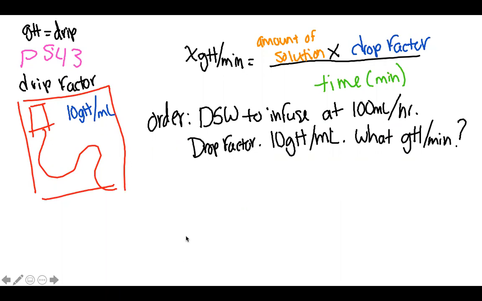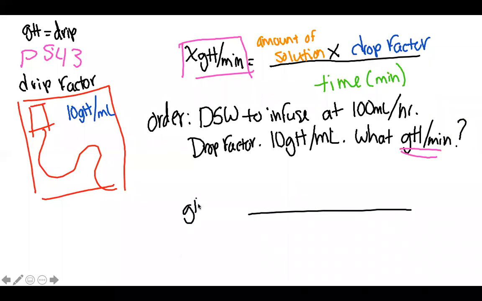Okay, so this is our problem. This is a problem you're going to have on the quiz. So our goal here is to figure out drops per minute. This is what we're trying to figure out. So this is what the question's asking us. So we're going to plug in some stuff to this equation, and we're going to answer this. So we'll figure out drops per minute. So we'll figure out this value in pink.